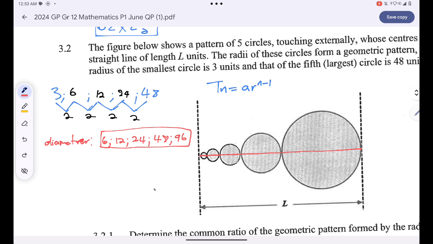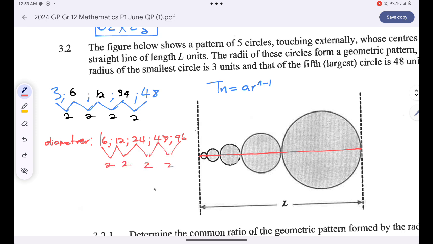The diameter for the first circle is 6. The diameter for the second circle is 12. The diameter for the third circle is 24. The diameter for the fourth circle is 48, and the diameter for the large circle is 96. Remember that the diameter is always 2 times your radius. So this is our common ratio over here. That's 2, 2, and 2.